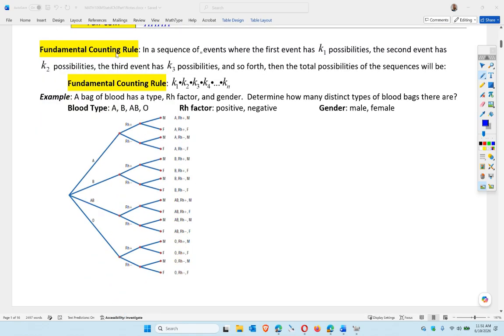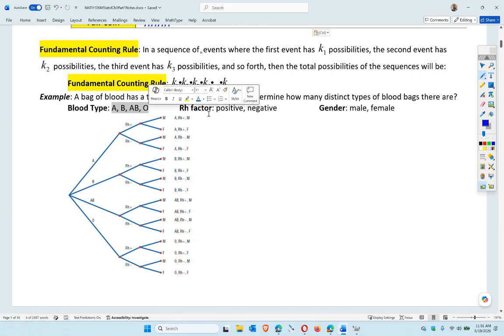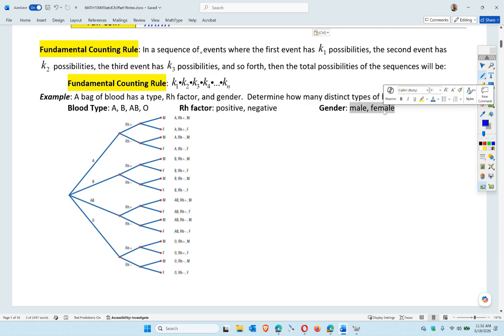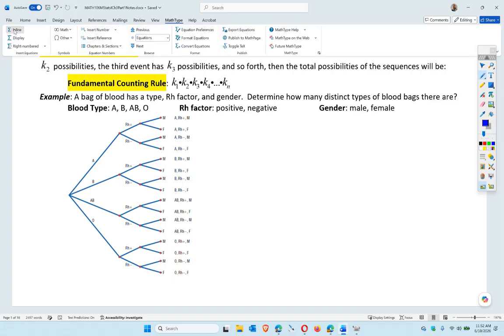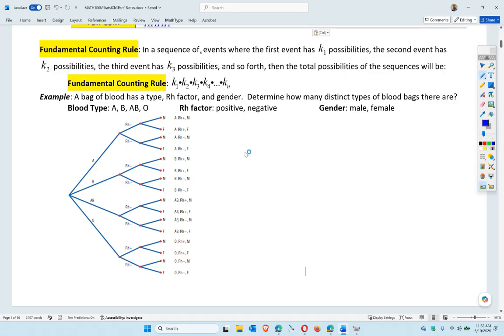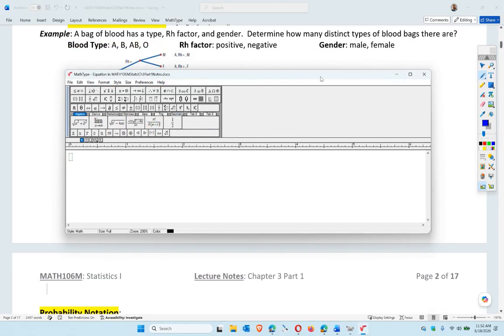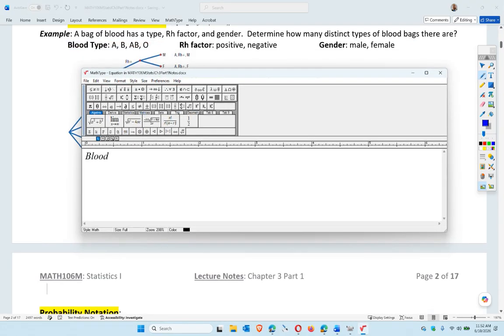You use the fundamental rule of counting, which basically says you multiply. So let's say I have blood bags. They have A, B, AB, and O as the basic types of blood, right? Which are Rh factor, positive or negative, and you have male and female blood, right? So, if I wanted to figure out how many blood bags there are possible, I could again use logic and list them out like I did before, right? So let's do blood bags equals.